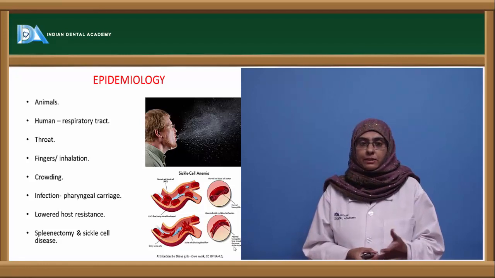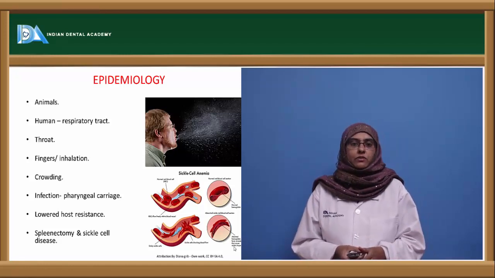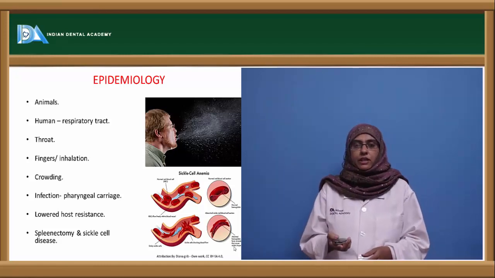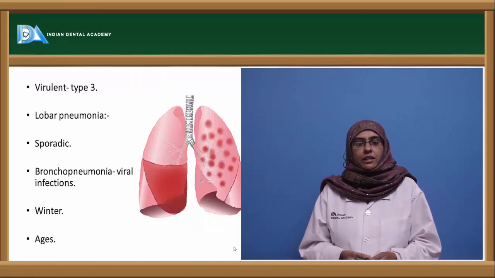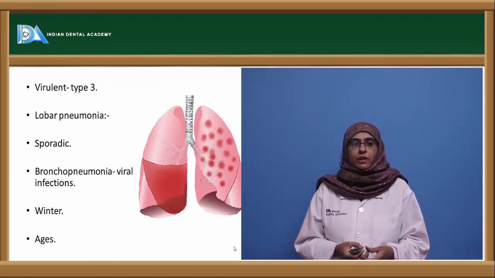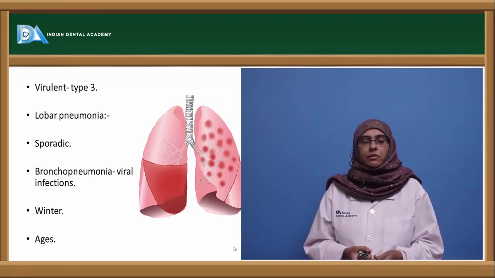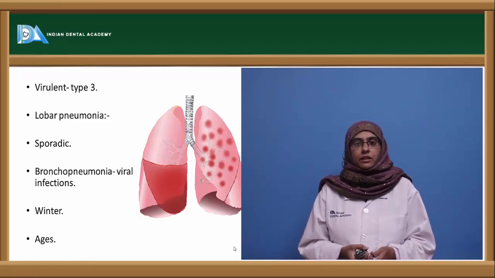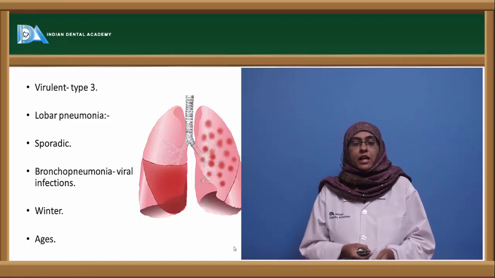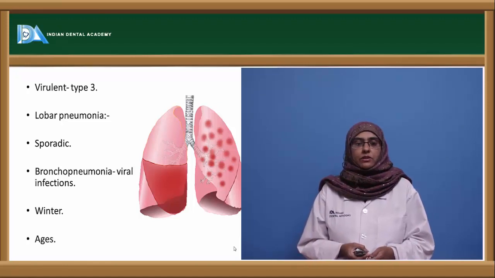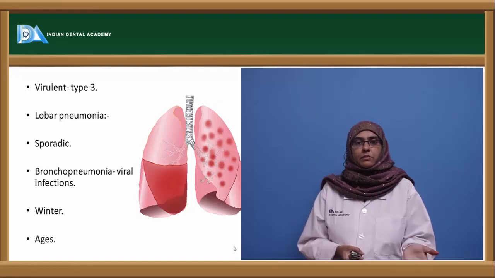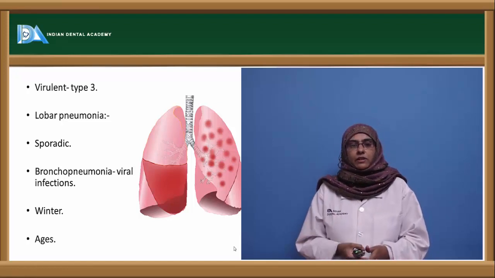And the person who has splenectomy or sickle cell disease, where the immune system has completely come down, in those types of people pneumonia is very common and very recurrent. And the type of strain that is usually associated with the pneumonia is the virulent type 3 strain of this organism, and lobar pneumonia, being sporadic, can also cause epidemics in a close community such as army camps, etc. So in these particular areas, if there is already an infection with influenza or another organism, you can see the person suffering with pneumonia, that is with the pneumococcus.